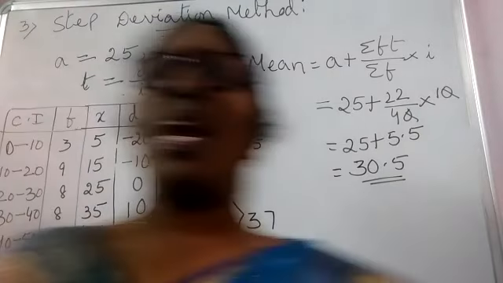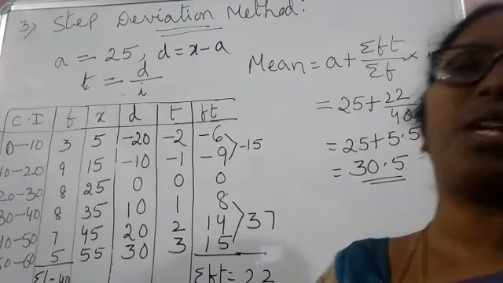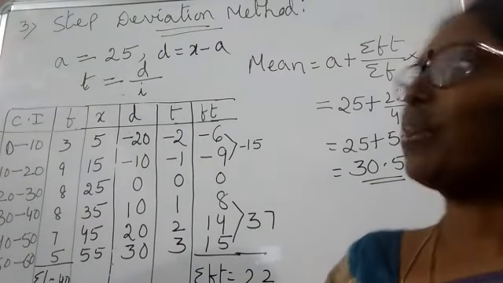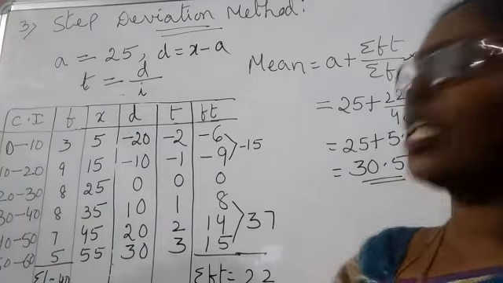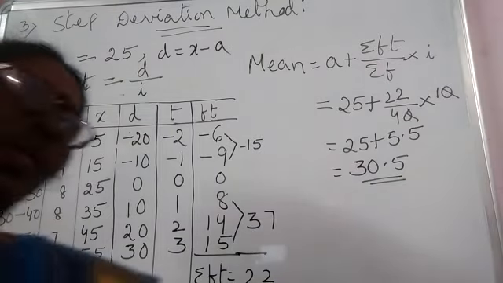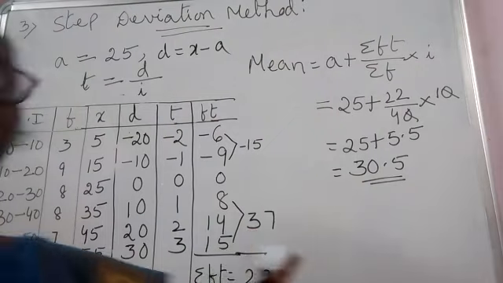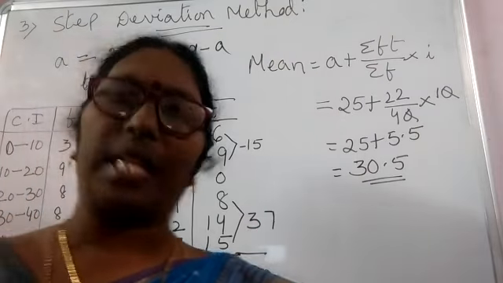That means whatever method you follow for finding the mean, the value remains the same always. Whether it's direct method, shortcut method or step deviation method, the value always remains the same. With this, we come to the end of mean. Next class, we'll continue.